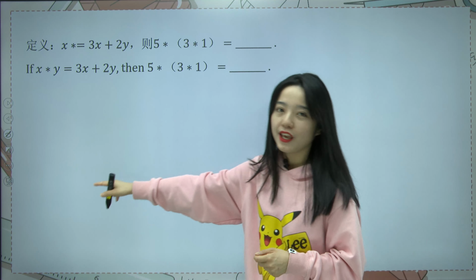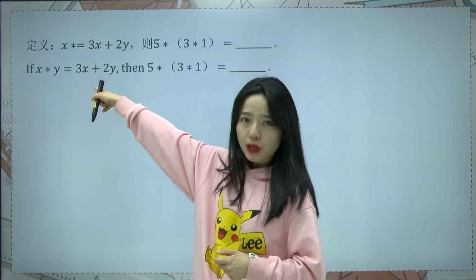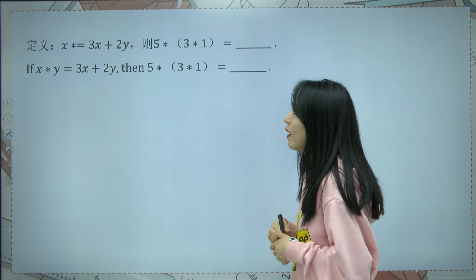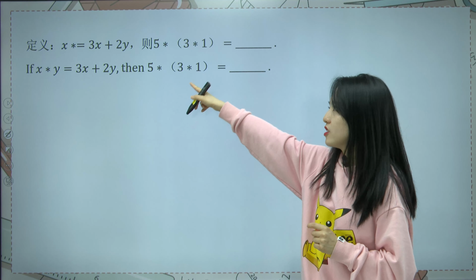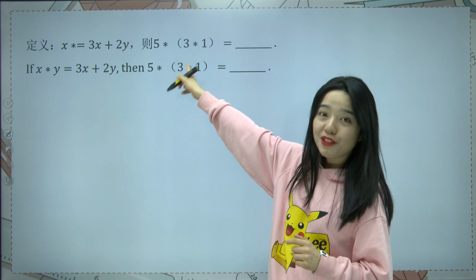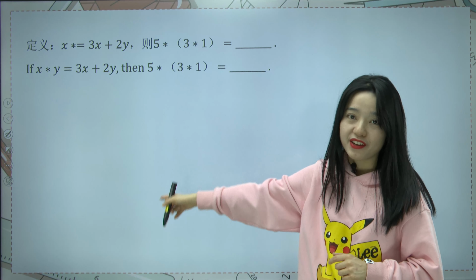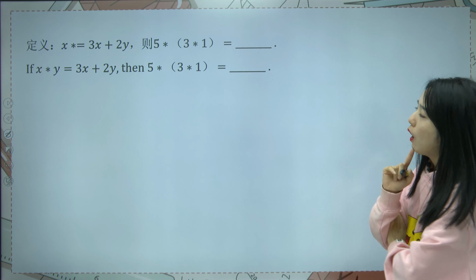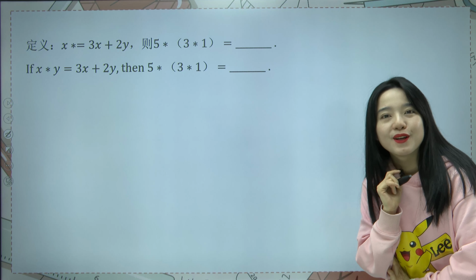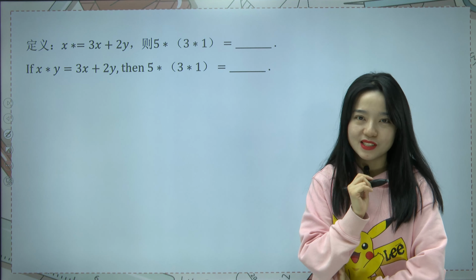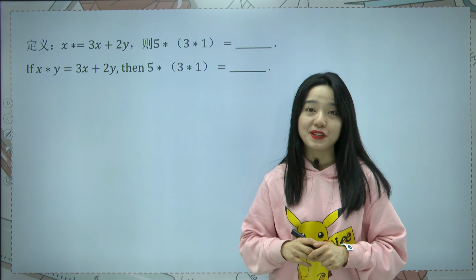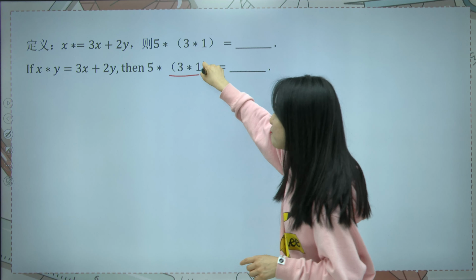Here we got: if x asterisk y equals 3x plus 2y, then 5 asterisk brackets 3 asterisk 1 brackets equals what? Wow, we have brackets here. When you see brackets, which part should be calculated first? Always do the brackets first.